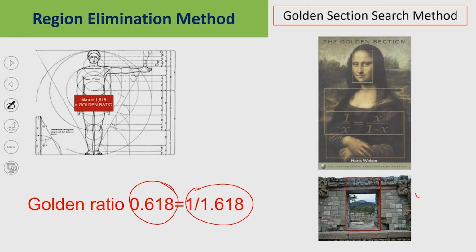If you look at old structures, you can also observe that these ratios are maintained, and therefore this number is known as the golden number. Basically in nature many dimensions are following this particular number. Okay. So, in optimization methods also, we can apply this number and eliminate the region. So, let us discuss the method.